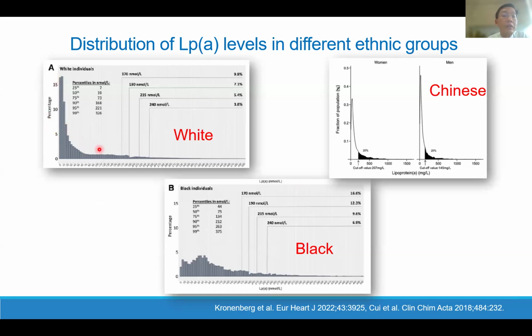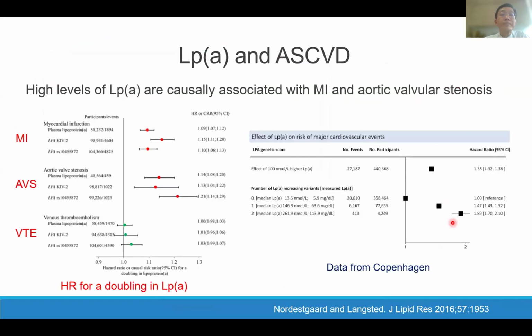This graph shows the distribution of Lp(a) levels in different ethnic groups. I've shown you earlier, this is the white population from Northern Europe. In the Chinese population, it looks similar to the white populations. But for the Black population, the distribution seems to be a normal distribution, unlike the white and the Chinese populations, which are skewed to the right.